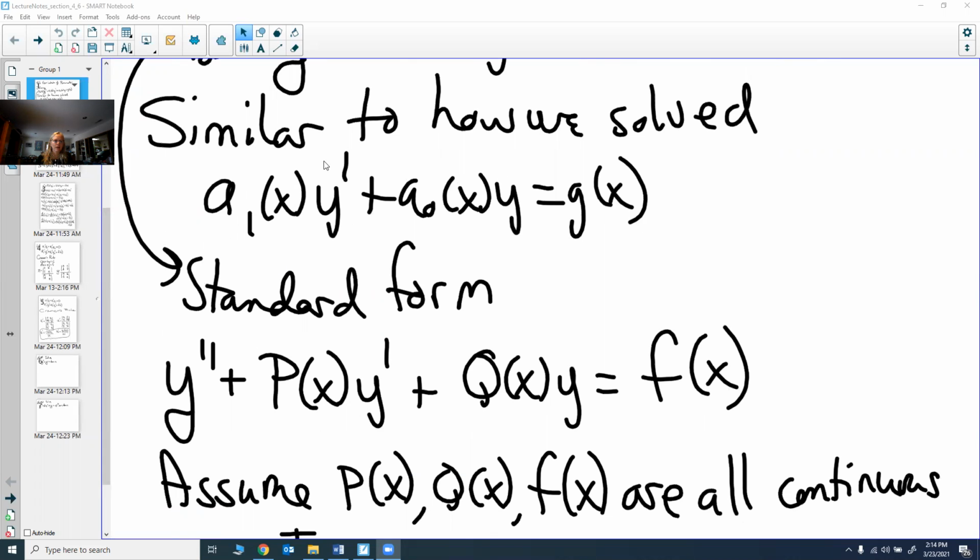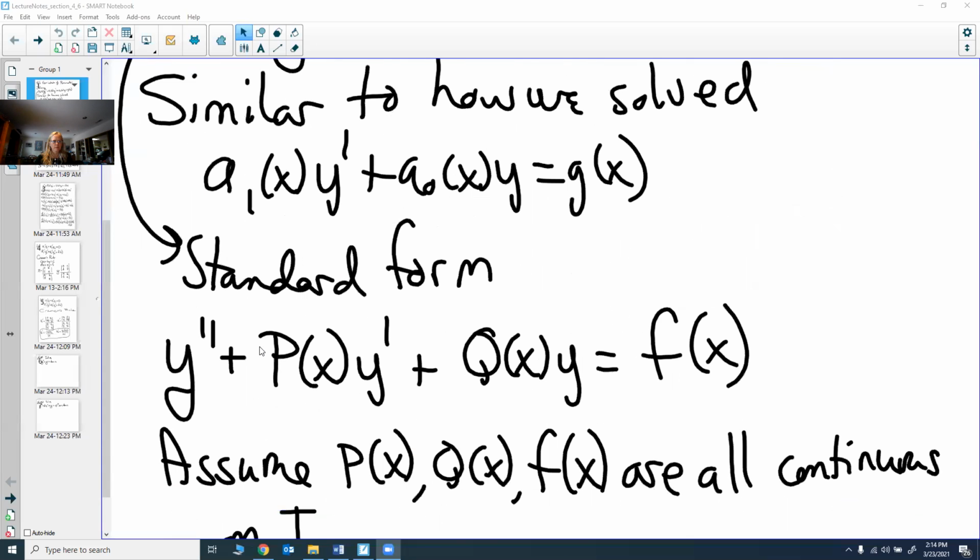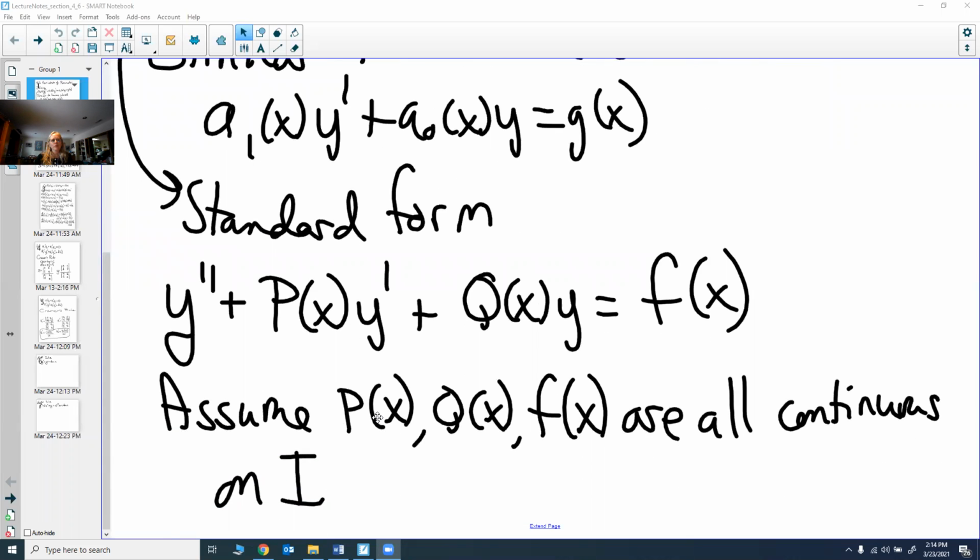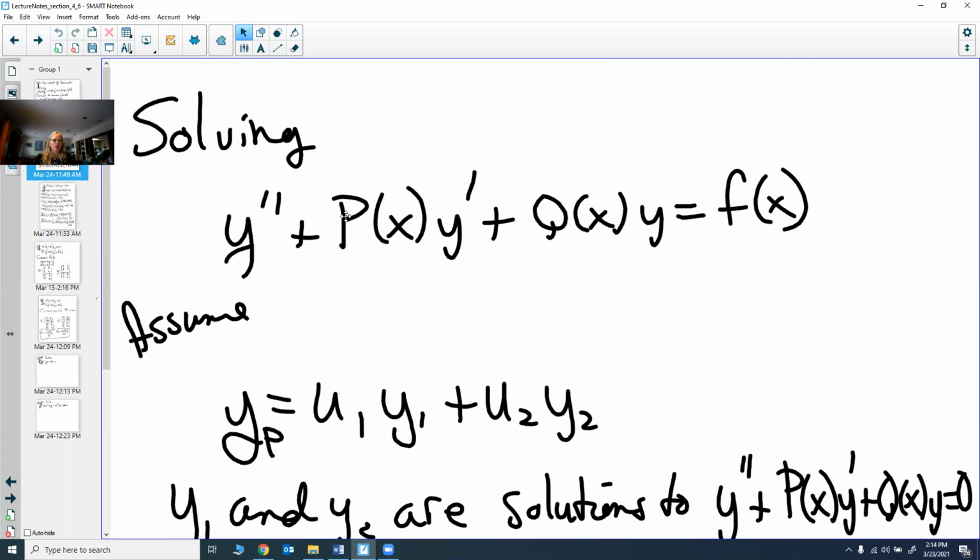We got rid of the function in front of the highest order derivative. We are going to assume that p of x, q of x, and f of x are all continuous. Otherwise, we have some problems. So we're going to solve y double prime plus p of x y prime plus q of x y equals f of x.